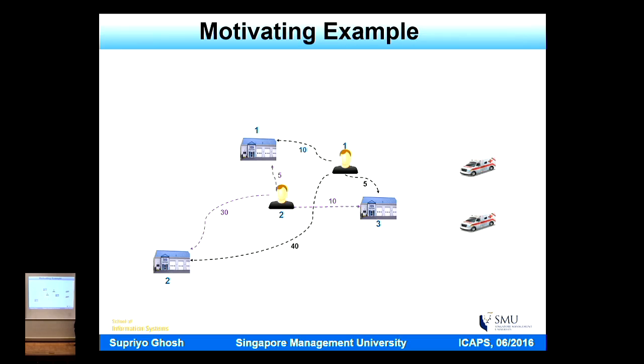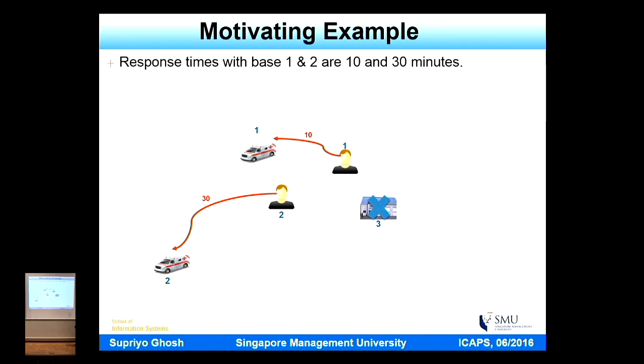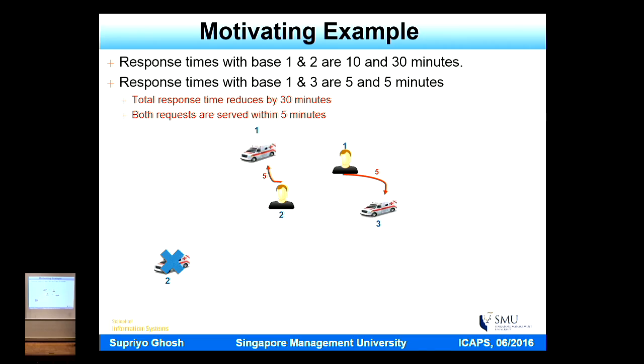So let me start with a simple example. Here we have 3 possible base choices. We have 2 requests and a budget for 2 ambulances and 2 bases. Now, if we place base 1 and 2, we have the following scenario. As request 1 came into the system first, it has to be served from the nearest base 1, and then request 2 has to be served from base 2. So the response times will be 10 minutes and 30 minutes. On the other hand, if we place base 1 and 3, you can see that both requests can be served within 5 minutes. Moreover, we can reduce the response time by 30 minutes even for this kind of simple example.